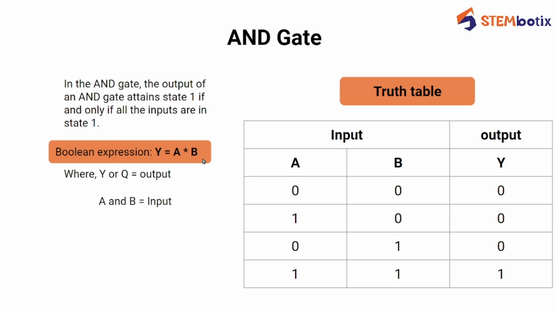Suppose one of them is non-zero. If A is 1 and B is 0, then it will also give you 0, because 1 multiplies with 0 gives you 0. Also 0 multiplies with 1 gives you 0. So this is how one of them non-zero will also give you a 0 quantity, because it will get multiplied with 0. But whenever both the inputs attain state 1, then and only then you will have output as state 1.